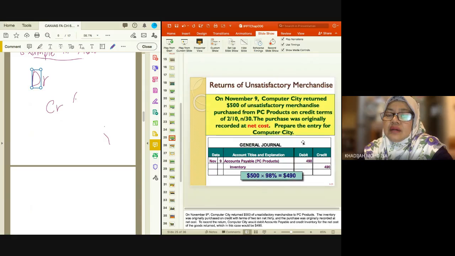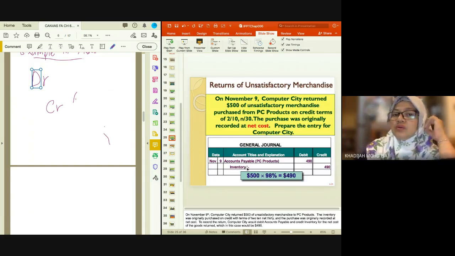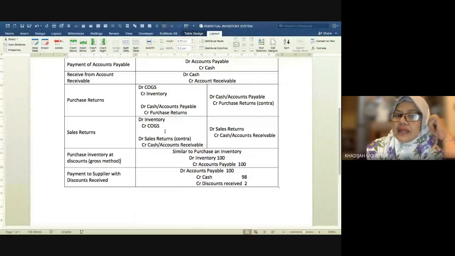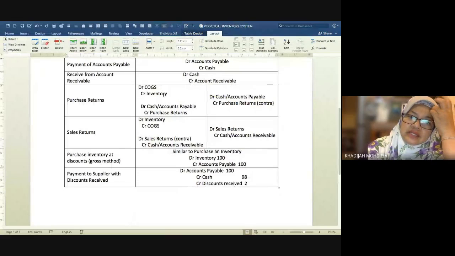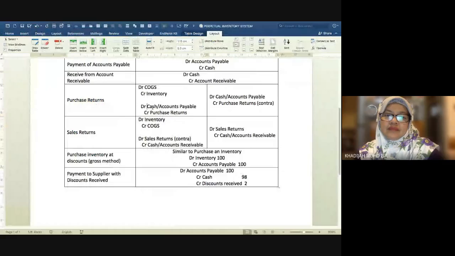And then returns of unsatisfactory merchandise, purchase returns. So this one you debit your accounts payable. Remember just now? Debit your accounts payable, credit your inventory. It's directly like that. Oh, right, I want to correct something. Purchase returns, debit directly inventory. It doesn't have this one. So it's the same as above.